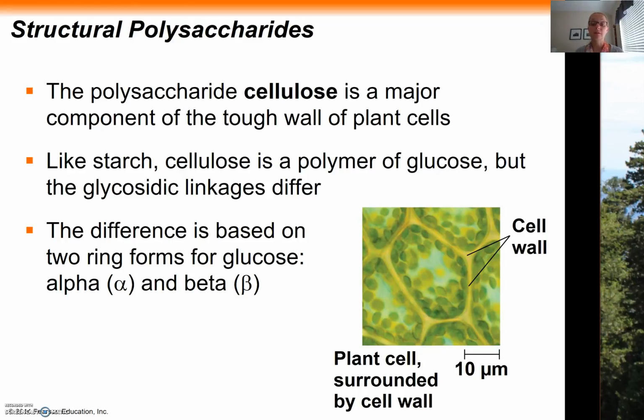So let's take a look then at how cellulose is actually constructed and how that's different from starch. And remember, cellulose is going to be found in that tough cell wall that is on the outside of plant cells and helps give them that rigid extra support and protection.